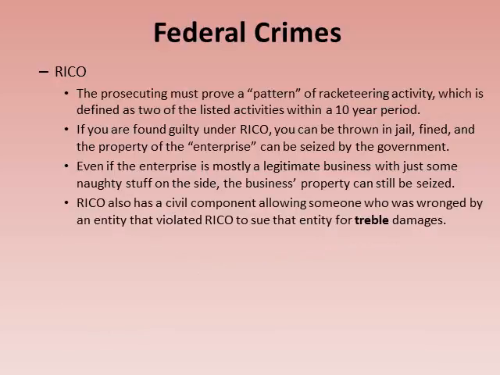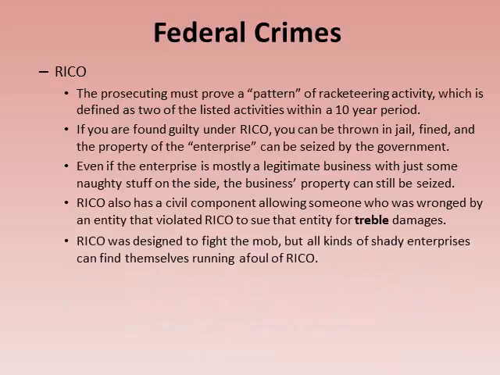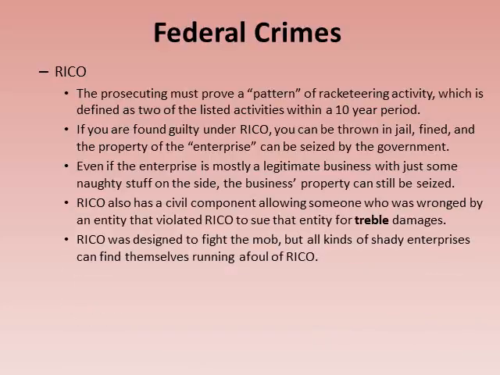And the civil component is helpful for victims who were wronged by this entity that violated RICO. And so if the federal prosecutor finds people guilty under the RICO statute, then the people that they defrauded or robbed or whatever they did can show up and sue the defendants under RICO's civil provisions. And they can get treble damages. Treble means triple, so 3 times. So if they lost $100,000 to this criminal enterprise, they can sue and get $300,000.